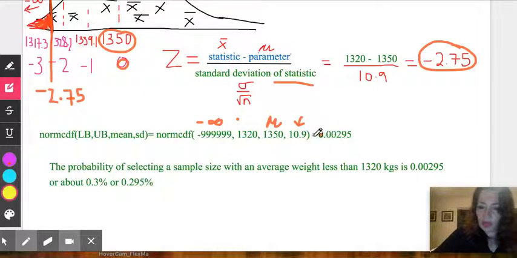So when you calculate this on your calculator, you will get that the probability is 0.00295. Then to answer the question in a complete sentence, you will say that the probability of selecting a sample with an average weight less than 1,320 kilograms is 0.00295, or about 0.3%.